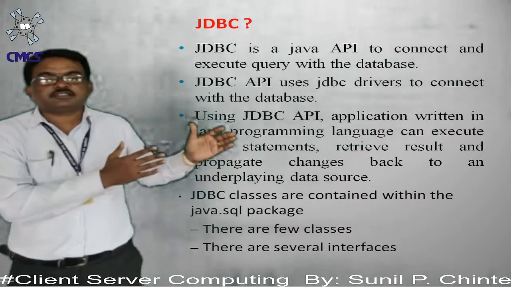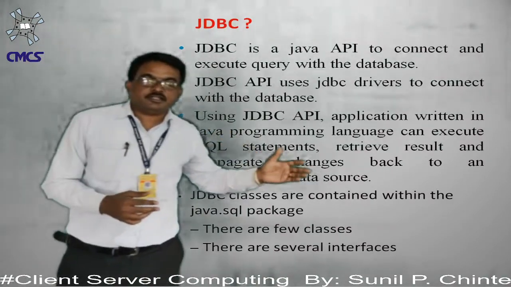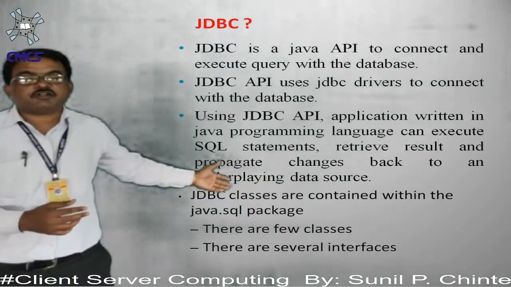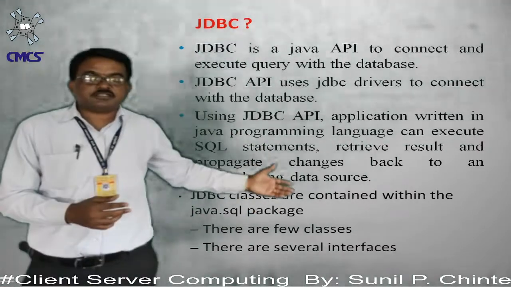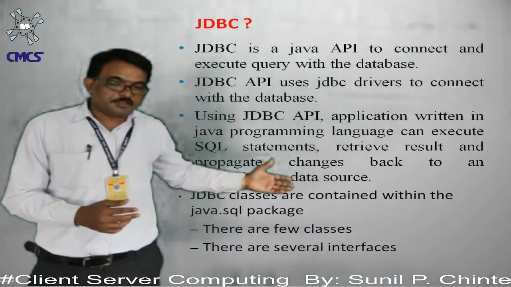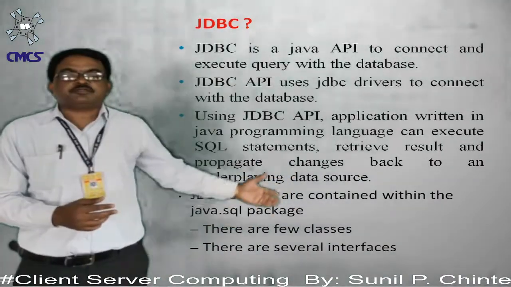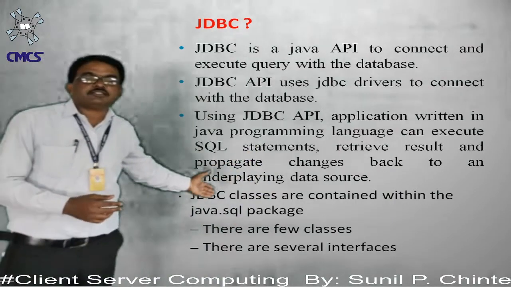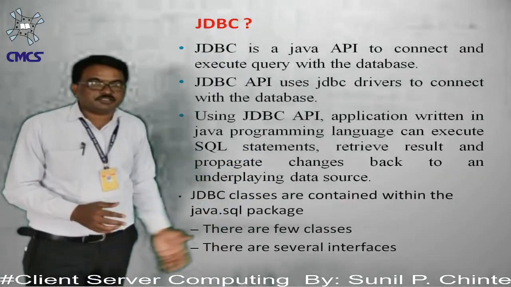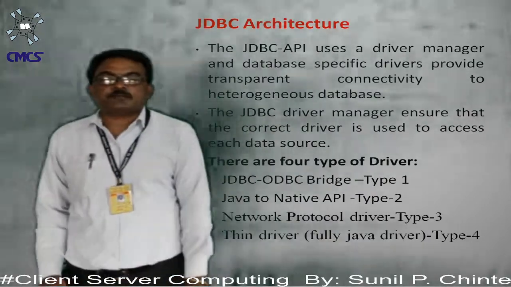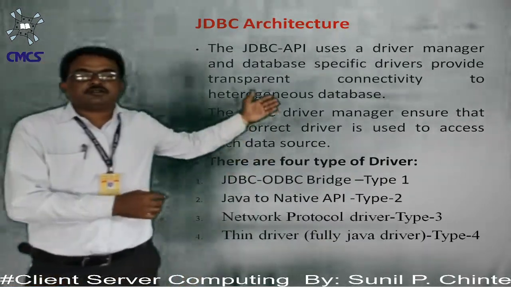The classes and interfaces are available in a package called the java.sql package. It means all classes and interfaces in the JDBC API are available in a package with the name java.sql. In Java API we have different classes and interfaces. Let's see the architecture of JDBC.